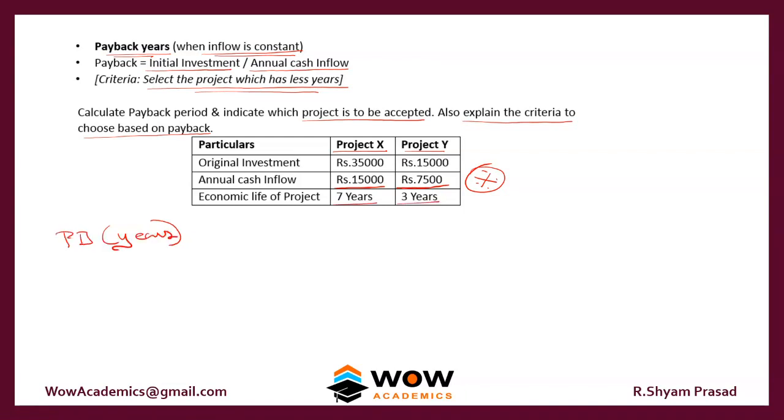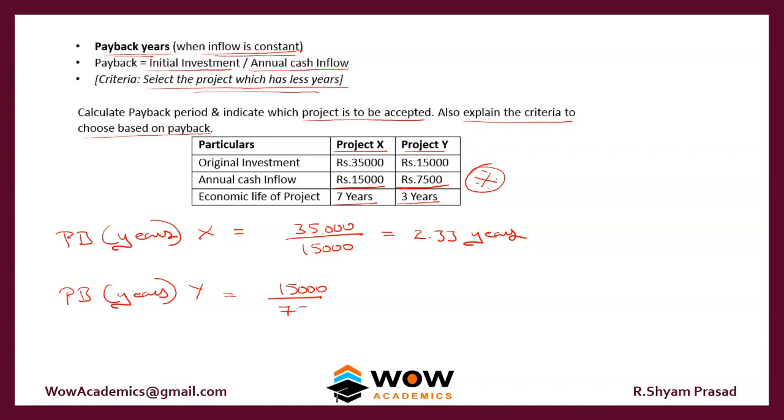So we'll start with project X. Okay. So the formula works like this. 35,000 is the initial investment divided by the annual cash flow. You will get the answer. So the answer comes to 2.33 years. And for project Y, we'll look at the answer. It comes to 15,000 divided by 7,500. So the answer comes to 2 years.